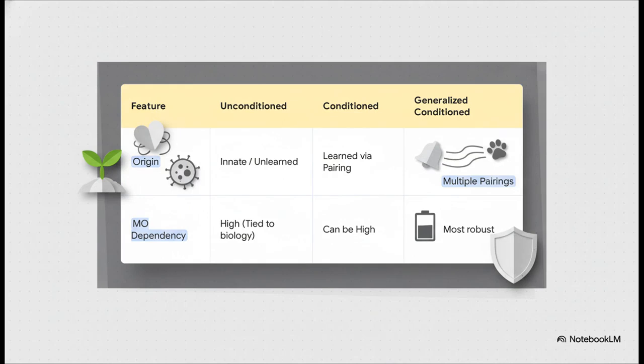First, let's look at their origin. Unconditioned punishers are innate. We're born with them. Conditioned punishers are learned through pairing with one other punisher. And then generalized punishers are learned through pairing with multiple other punishers. Next, their dependency on what's motivating us. Unconditioned punishers are highly dependent on our current biological state. Conditioned punishers can be, but generalized punishers are largely independent, which is what makes them so consistently effective.